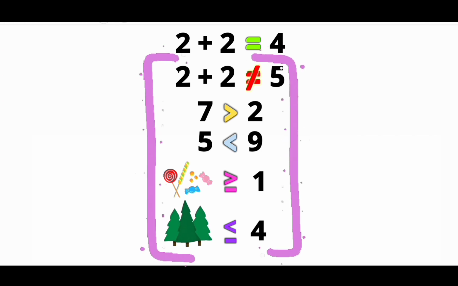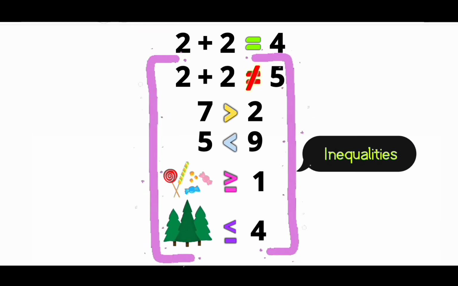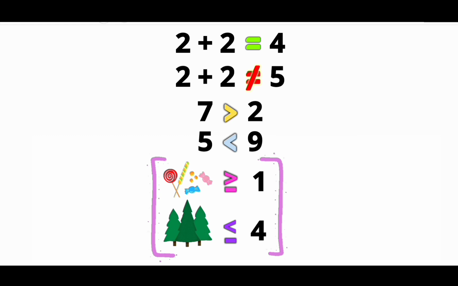And we call things like that inequalities because they are not equal. Then why would you use these two? Because there are things you don't know exactly but can still say something about. So we have ways of saying what you do know, which may be useful.